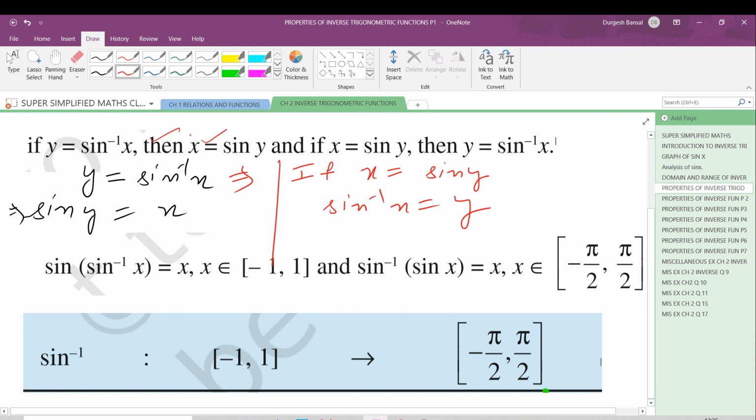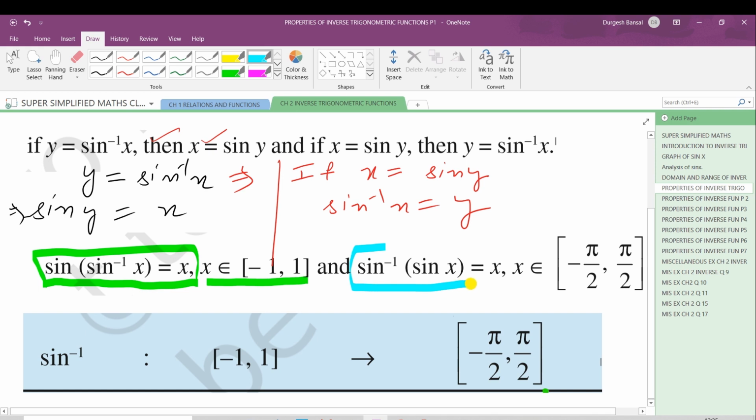Now we move to the next property. As you can see, this property is sine of sine inverse x is x, also x belongs to the closed interval -1 to 1. And there is another property which looks similar, but it is entirely different. That is, sine inverse of sine x is also x. But here x should belong to the closed interval -π/2 to π/2.